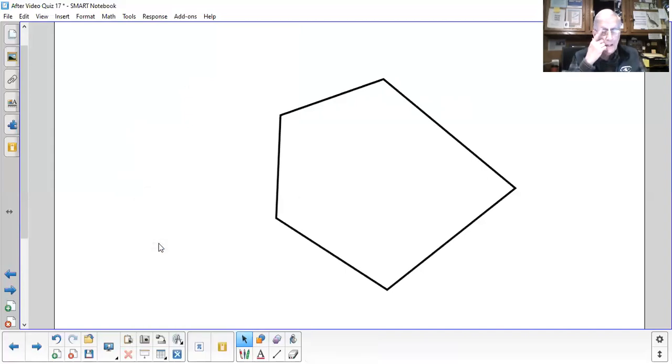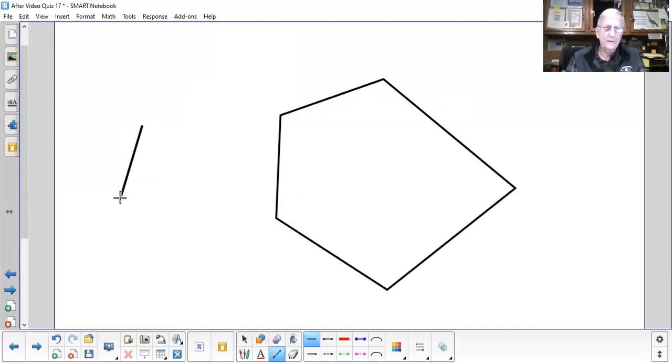Okay, so it's got to be simple. It has to be sides that are line segments, and it has to be flat. Well, can this be a polygon? Well, no, that can't be a polygon either, because it isn't what? It's open, right? It isn't closed up. So it has to be a figure which is closed. So that's no good either.